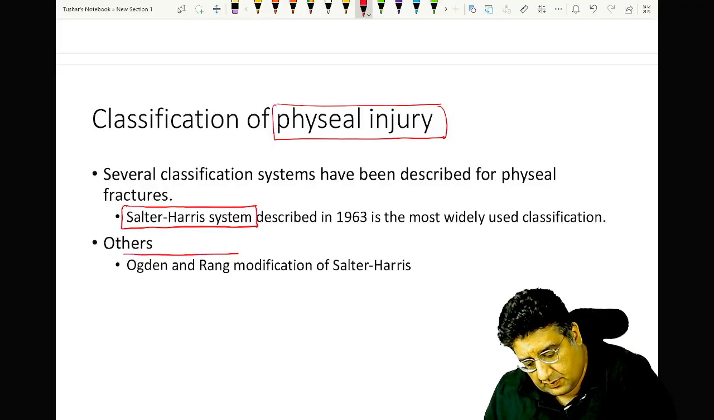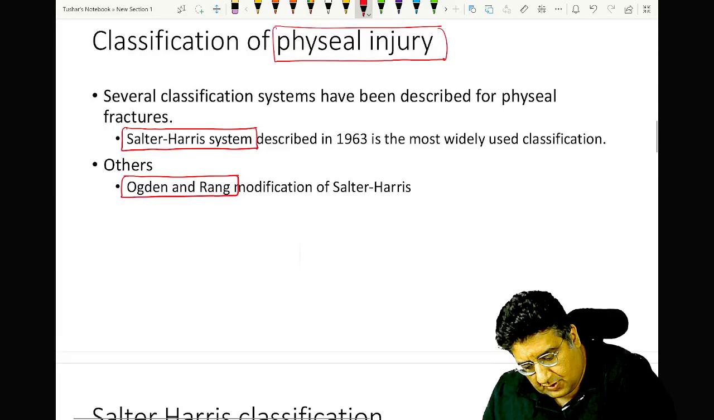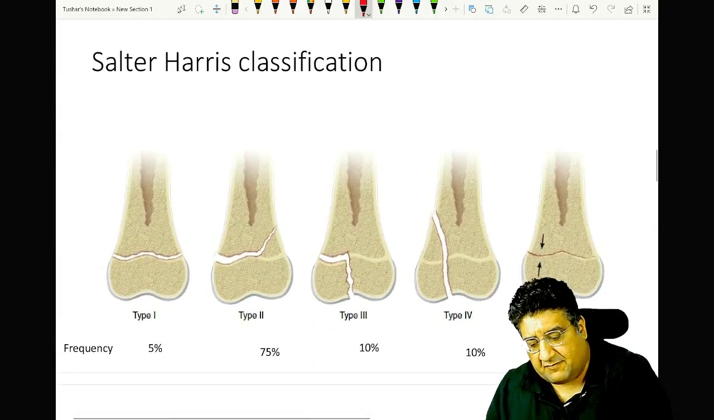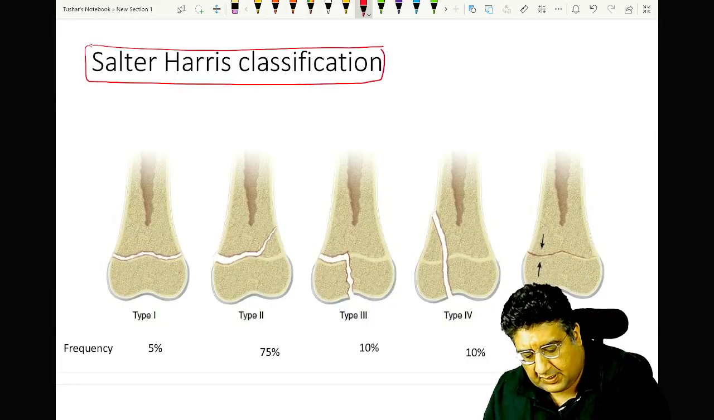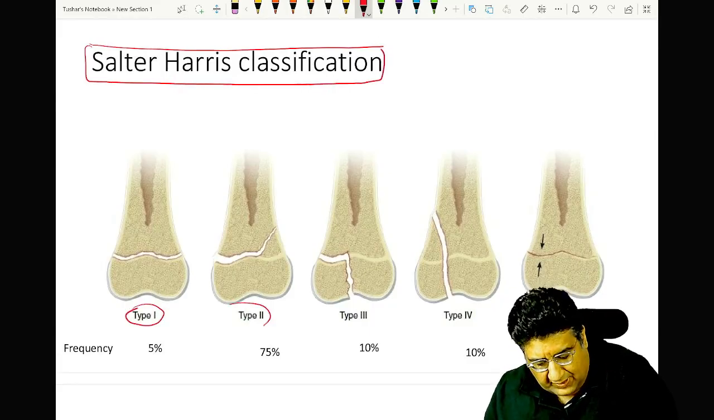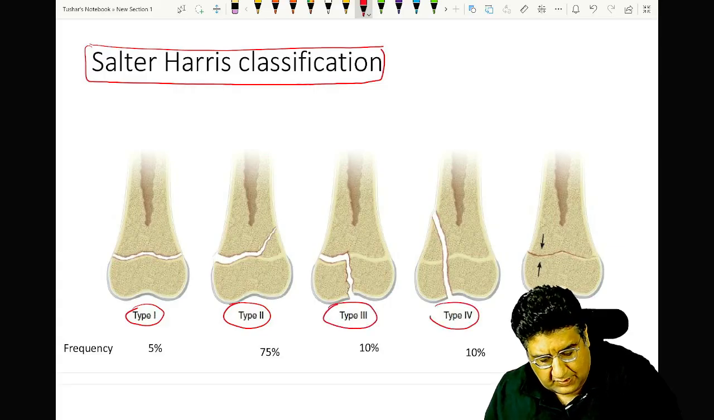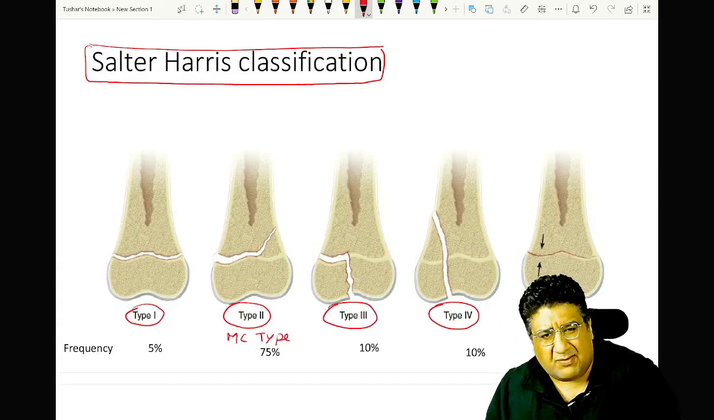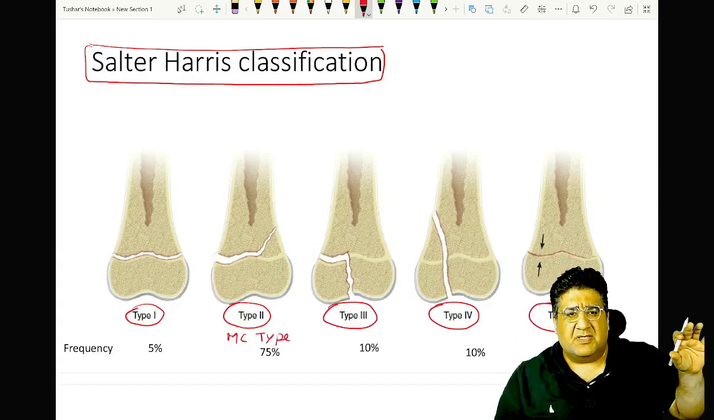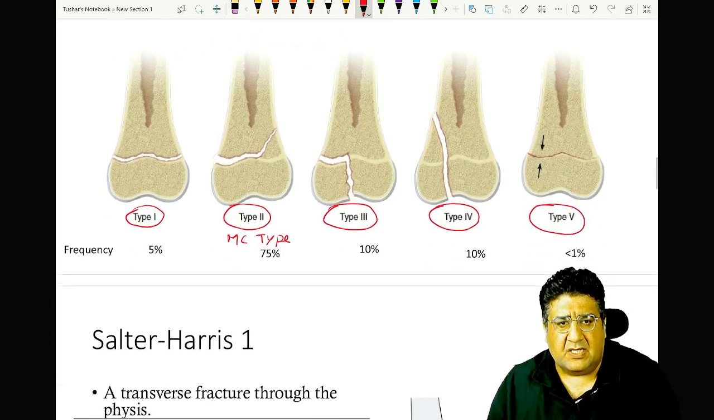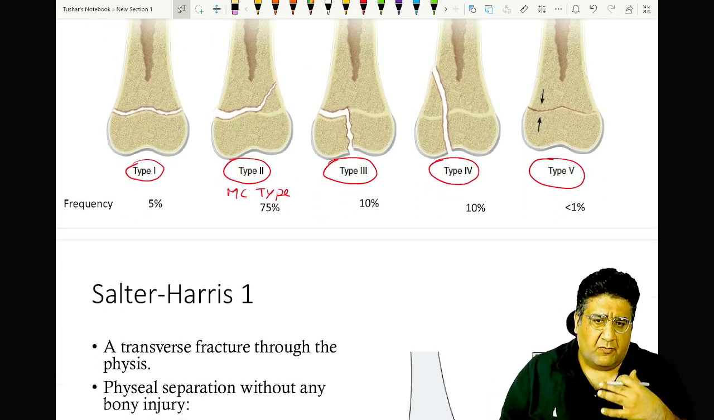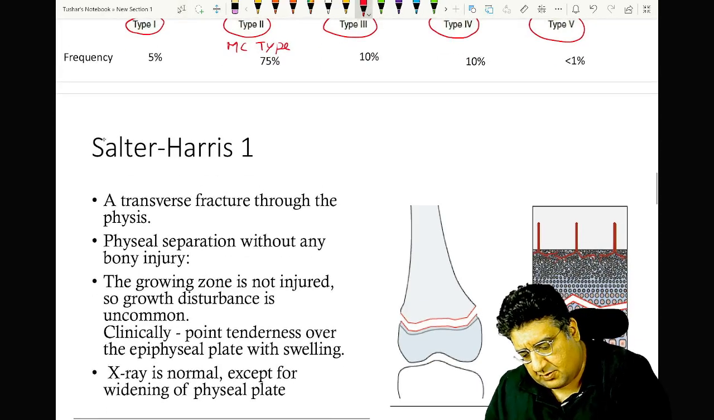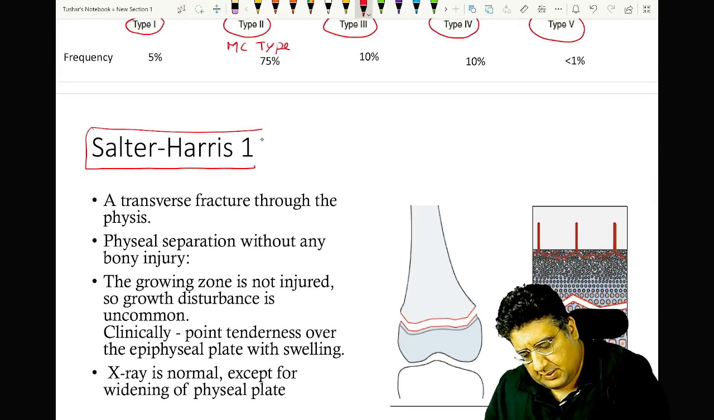So, let us begin. The Salter-Harris classification divides physeal trauma into 5 types, starting from type 1, 2, 3, 4, 5. Before I go further, I would like to tell you that type 2 is the most common type. Type 3 and type 4 are almost at the same incidence. Type 5 is the rarest. So, most common is type 2. But that's not a problem. We'll discuss them one by one. First of all, let's talk about Salter-Harris type 1.